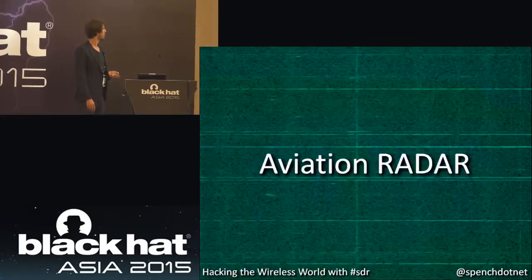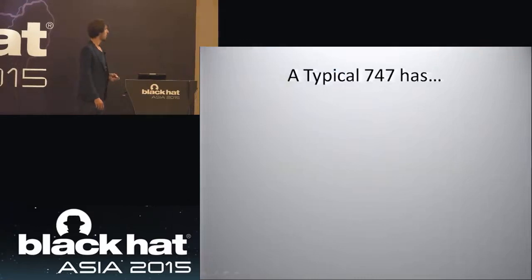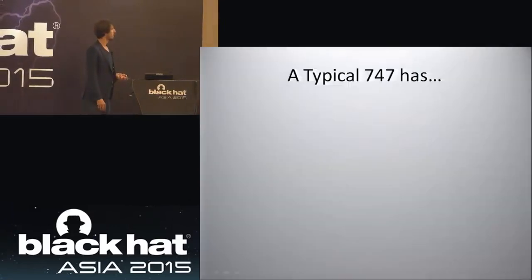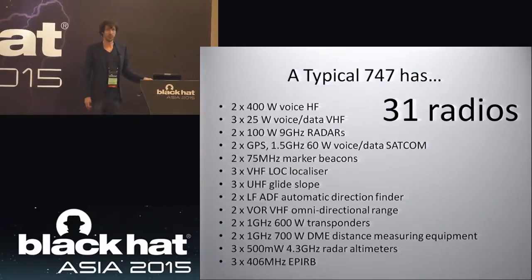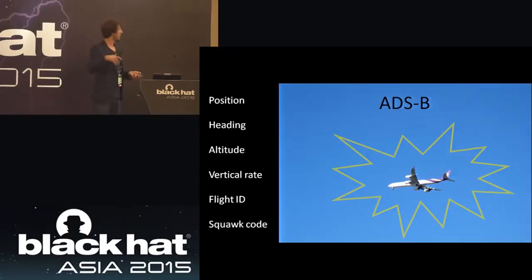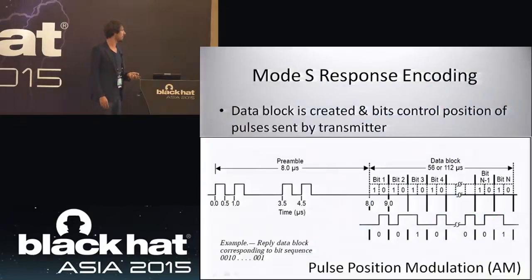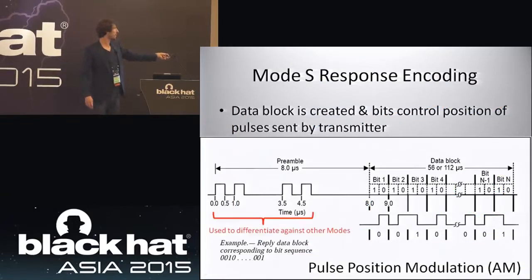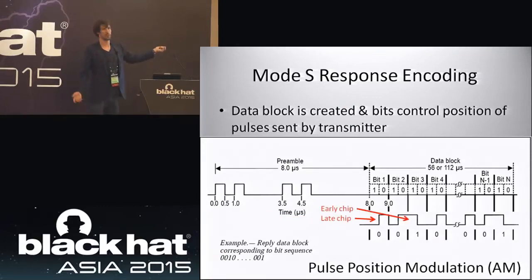So that was cool. Just to finish up then, one of my favorite topics is aviation. 747s have a lot of different radios on them, so all sorts of different signals to listen to. Makes someone like me really excited and happy. One of them is ADS-B, and it automatically sends out the position, heading, altitude, vertical rate, flight ID, and so on. And remember how I was talking about Manchester encoding with the restaurant pages? That's the same thing that's used in the data block for these ADS-B Mode S packets, as you can see here. I was saying you can have 0, 1, and 1, 0. Here they're just referred to as late chips and early chips.